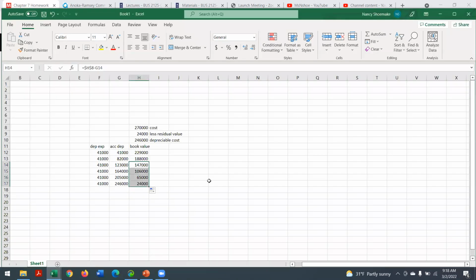So what I do, I take 1, divide that by 6, and I get 0.1667. That would be using the straight line method. To use double declining, I take this amount times 2, and I get 0.3333. Does that make sense, guys?